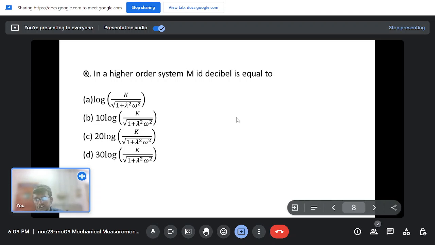M is the magnitude ratio or amplitude ratio. If you convert that to decibel, in case of a Bode plot, if you want to plot it, it is calculated in terms of decibels. So the answer out of this is option C, 20 times log k by root of 1 plus lambda square omega square.